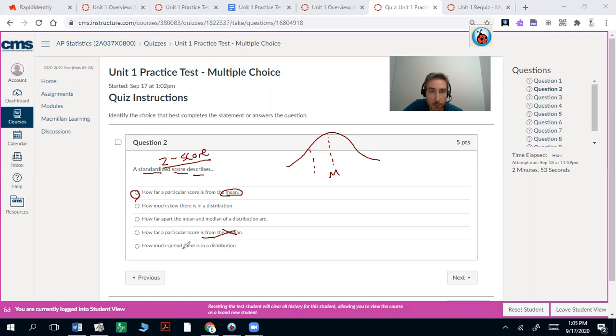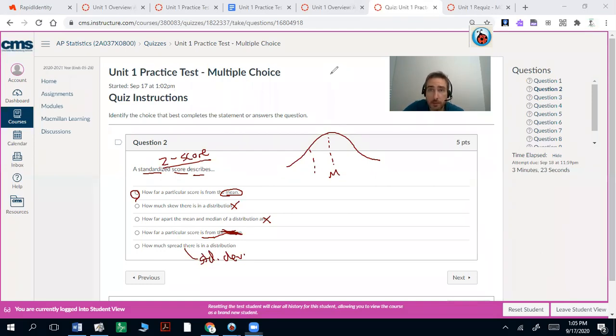A z-score doesn't talk about spread, that's the standard deviation. It doesn't deal with the medians, it deals with the mean. How far apart the mean and median are has nothing to do with z-score. How much skew there is, nothing to do with z-score, but how far above or below the score is from the mean. It's 1 standard deviation above, 1 standard deviation below. So if a z-score is 1, it's 1 standard deviation above the mean. If it's -1, it's negative, it's 1 standard deviation below the mean. And any decimals in between, obviously.